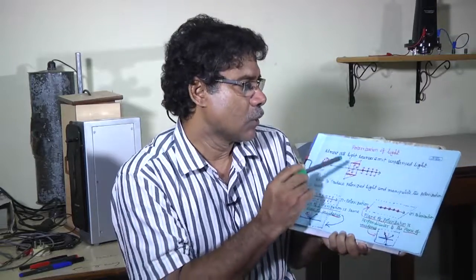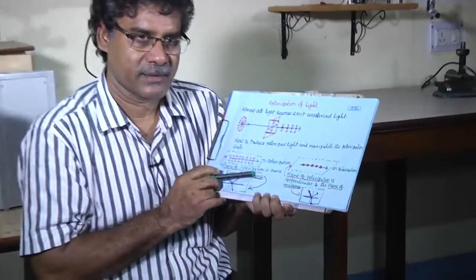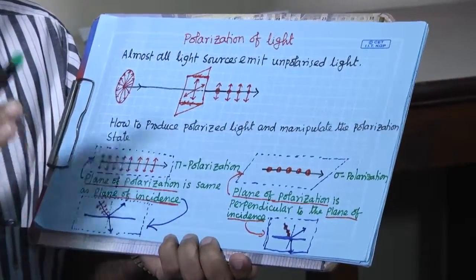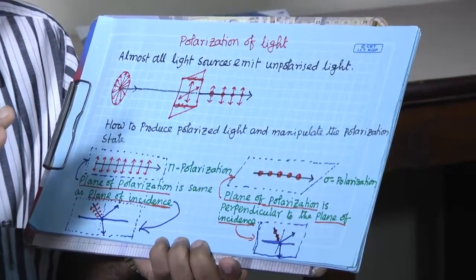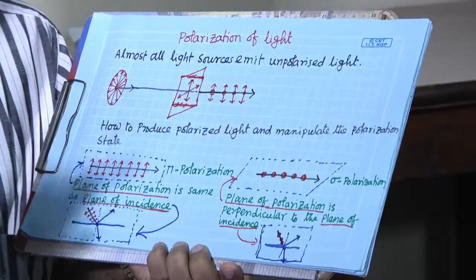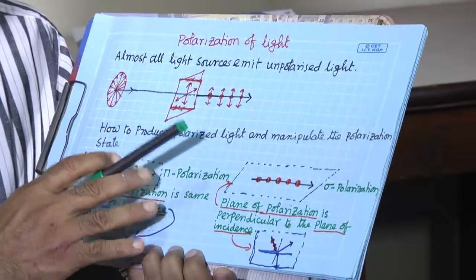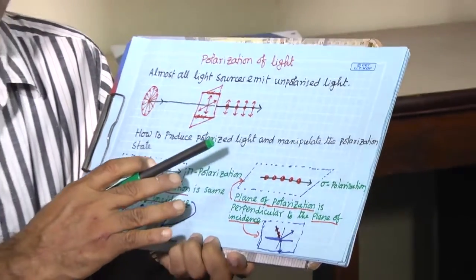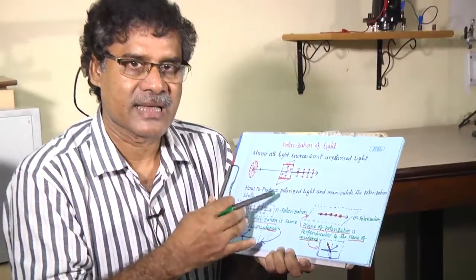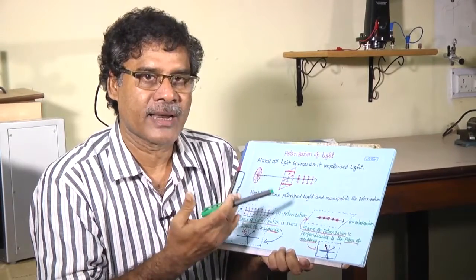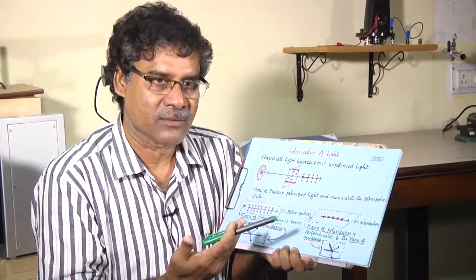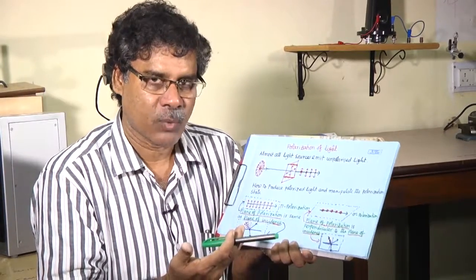So, polarization of light. Either polarizer or analyzer works on some principle to polarize the light. Here, in general, I am discussing how we can polarize the light, or how a polarizer polarizes the light, and what we use as a polarizer.